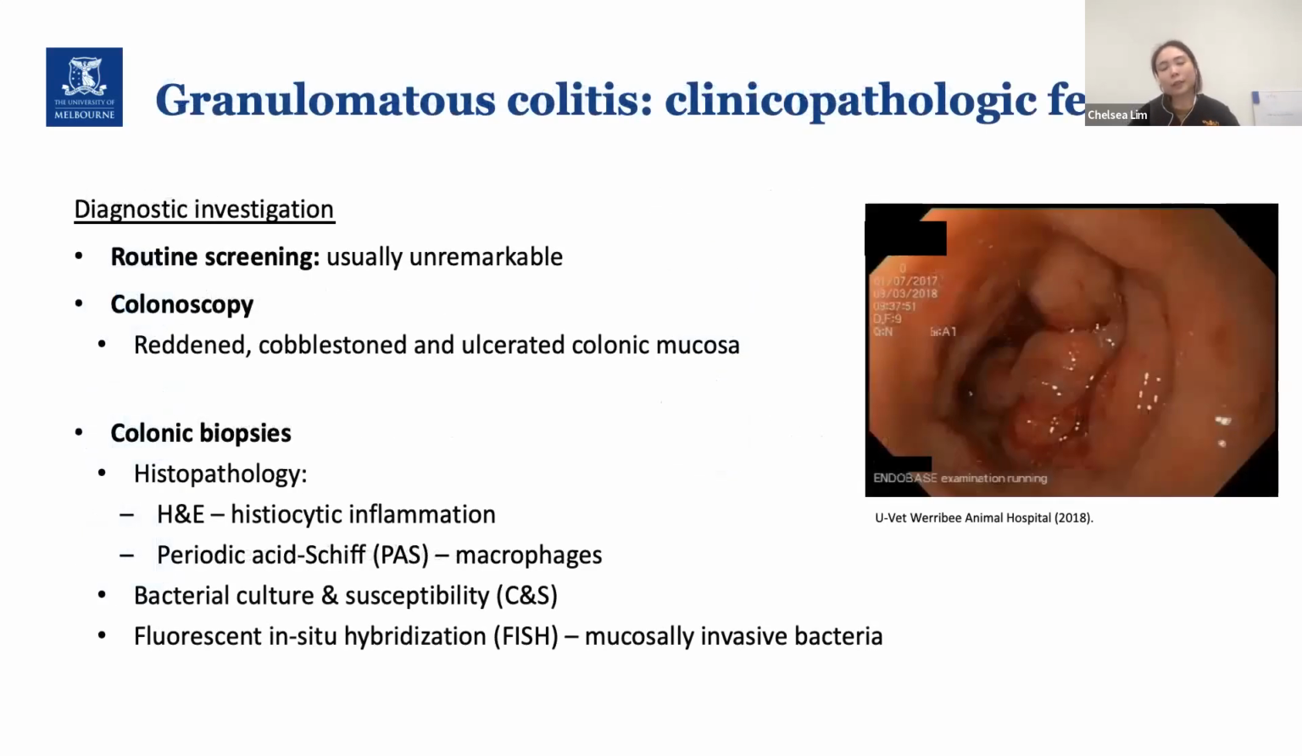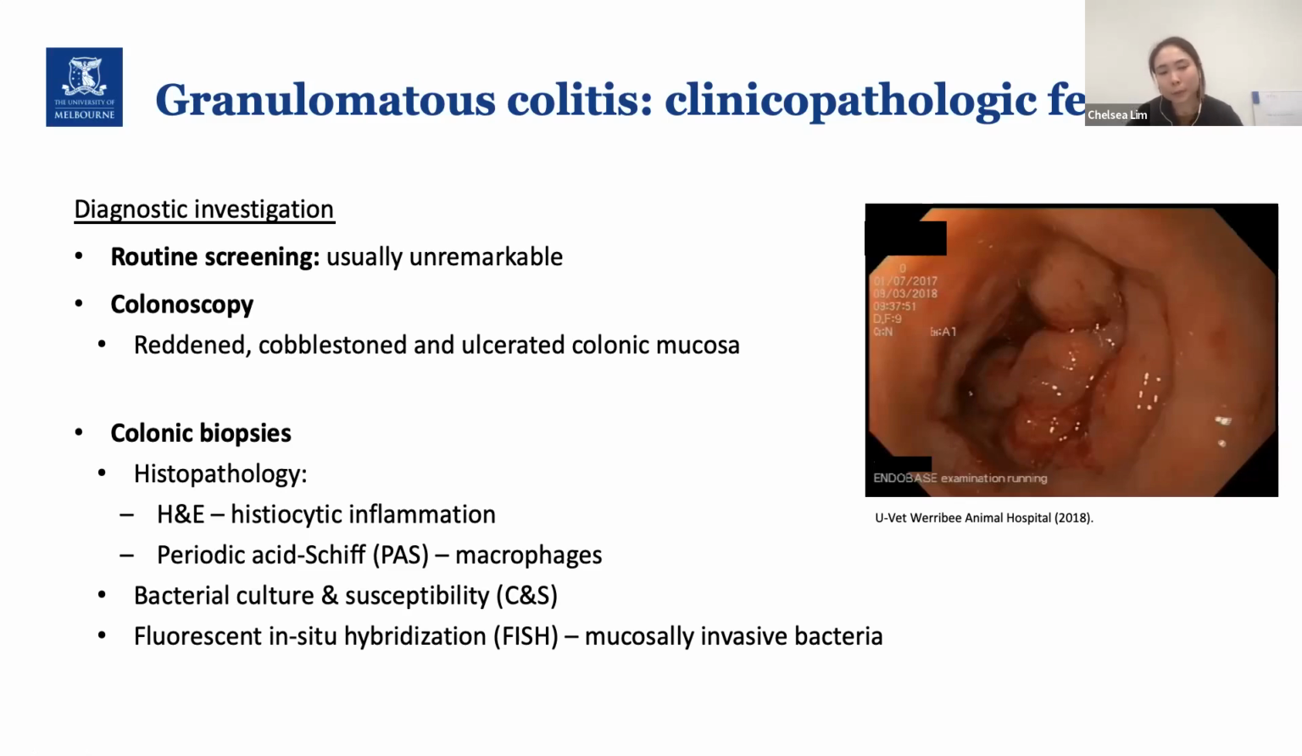GC usually confers no significant findings on routine screening, which includes blood work and abdominal ultrasound. Gross abnormalities on colonoscopy typically include granular, cobblestone, ulcerated colon mucosa, as seen from the endoscopic image here, which was from one of our patients seen at UVet Hospital in 2018.